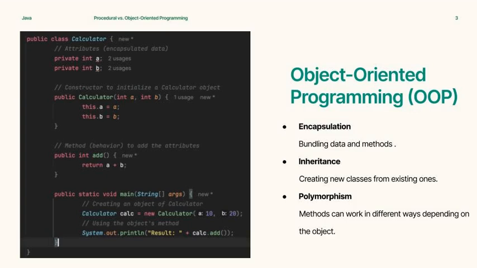Object-oriented programming organizes code around objects that encapsulate both data and methods. For example, we have a Java program that adds two numbers. The Calculator class bundles the data variables a and b with the add method. We create an instance of the Calculator class, and the object carries its own state.